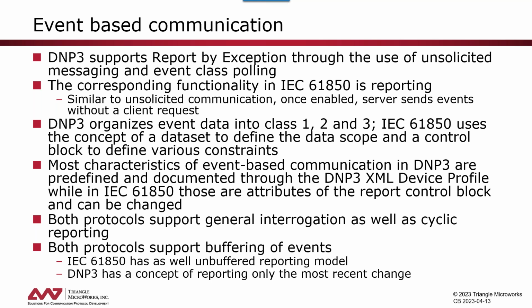In IEC 61850, the event data is organized through the concept of a data set, which defines the data scope. And as well, we have a control block that defines various constraints for the event-driven communication in 61850. Most characteristics of event-based communication in DNP3 are predefined and documented through the DNP3 XML device profile. In IEC 61850, those are attributes of the report control block, and in some cases they can be changed even in a live system. Both protocols support general interrogation, both support cyclic reporting, both protocols support buffering of events.